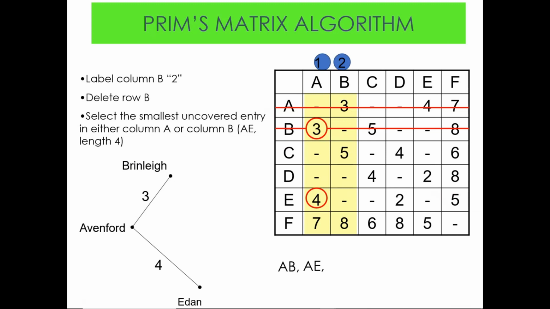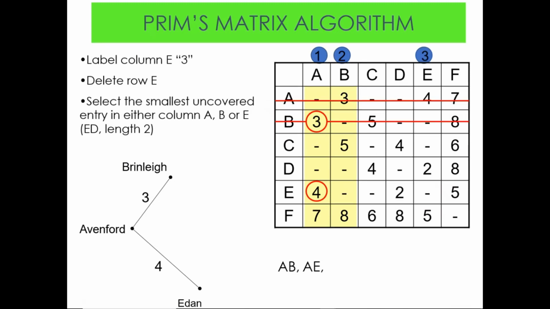We've added on AE next. So we cross out row E and label column E with a 3. You look for the smallest out of all 3 of those columns you've labeled so far. We've got 7 in the bottom left, then 5, 8, 2, and 5. Choose the smallest of those, which is 2. Circle that. So we're adding on ED to our minimum spanning tree.